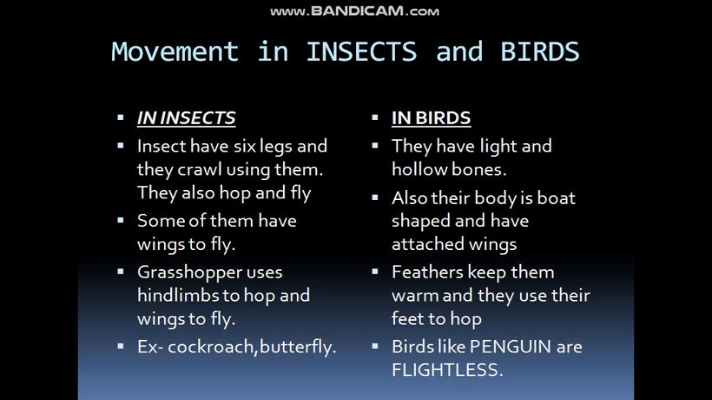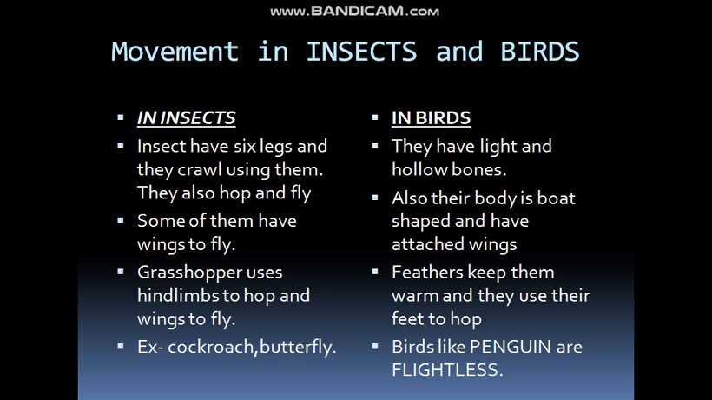Now here I want to add something most important about the difference between the wings of insects and birds. The wings of insects are totally different from those of birds. The wings of insects are colored and have tiny scales on them. Now we will move on and learn about the movements in birds.